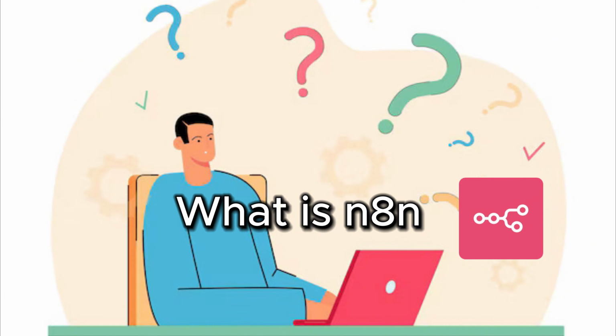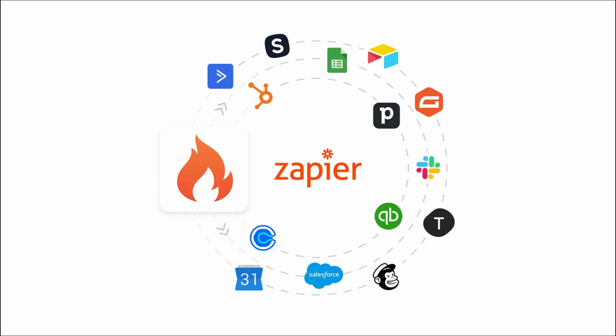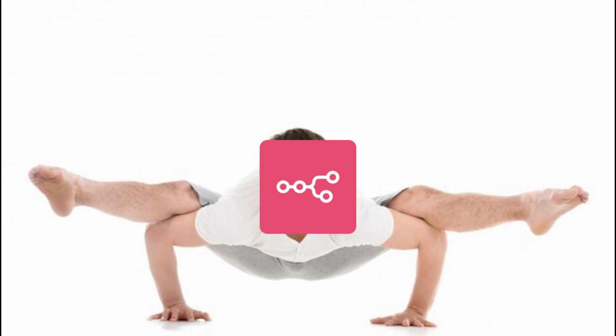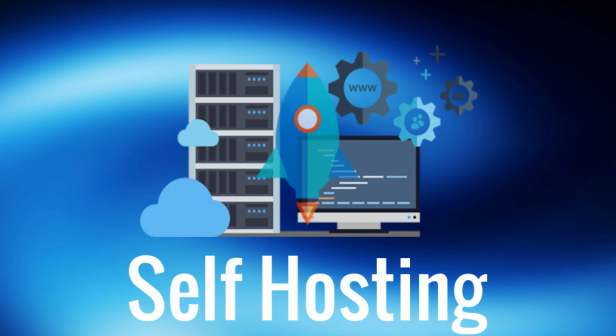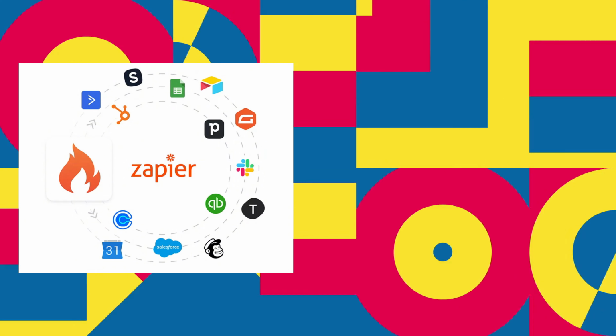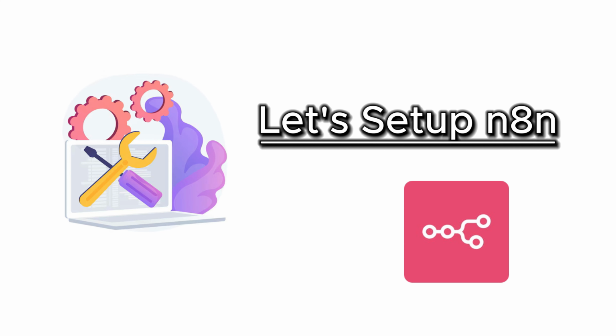So, what exactly is n8n? Think of it as an automation platform like Zapier, but more powerful and flexible. You can create custom workflows, connect APIs, and even self-host it for full control. Unlike Zapier, n8n has no limits on workflows, making it perfect for scaling businesses.